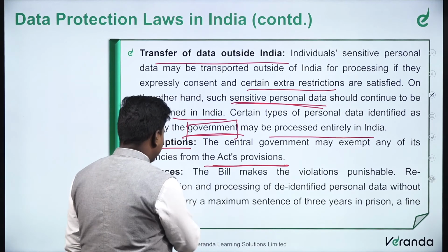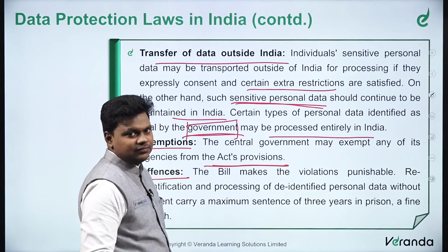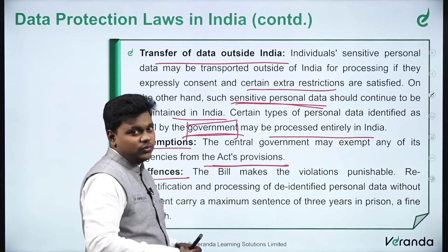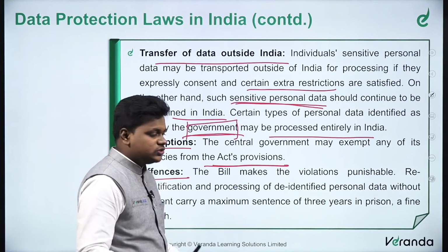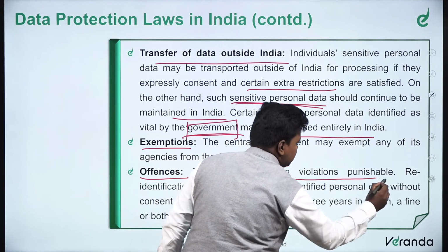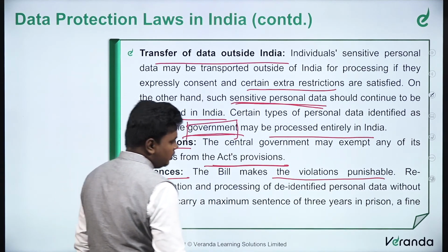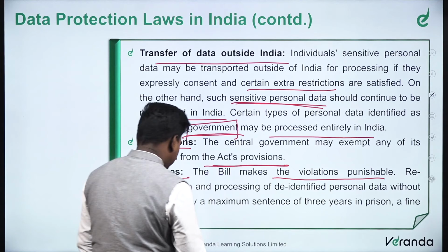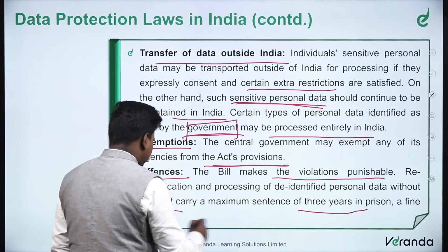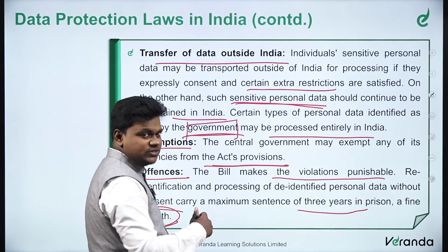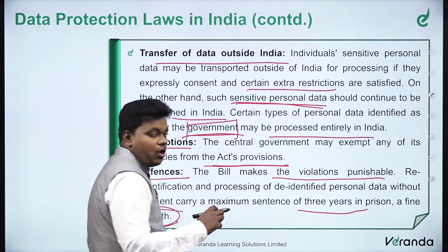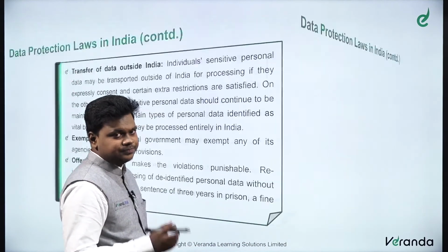Further, the offences. If the companies have not abided by this law and have not provided privacy to the user, then the bill also provides certain punishments. It makes a violation punishable. Re-identification and processing of de-identified personal data without consent carry a maximum sentence of 3 years in prison, a fine, or both. So, if any of the provisions is violated, as we discussed before, there will be a maximum sentence of 3 years or a fine or both in the worst cases.